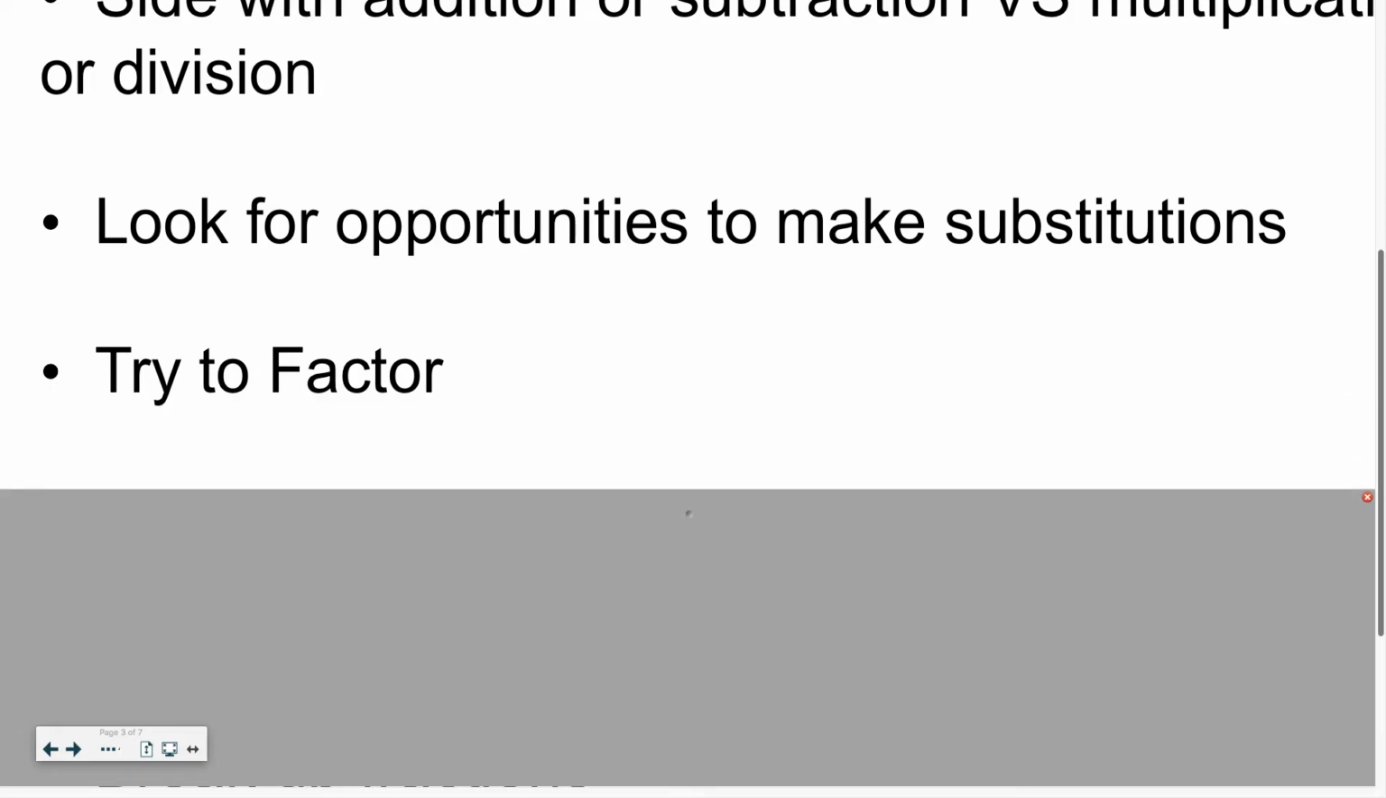Try to factor. You're not going to be able to factor in every single problem, but some may have a GCF, especially. Okay, look for those GCFs. If something's a trinomial, look to see if it factors nicely. Okay, but don't forget about that possibility of factoring.